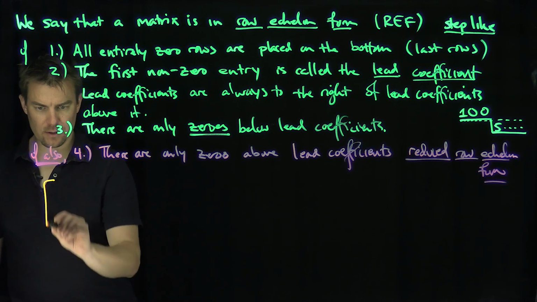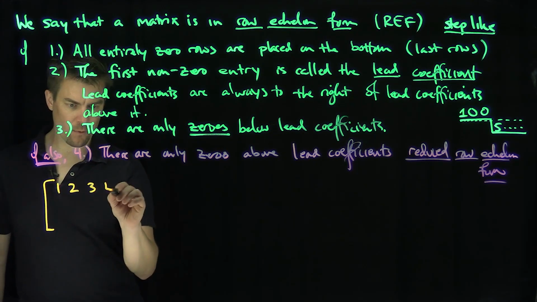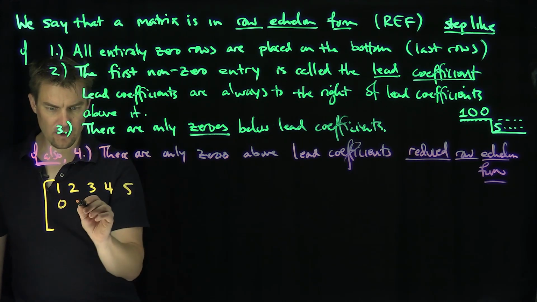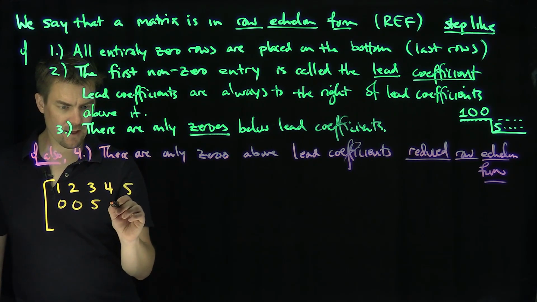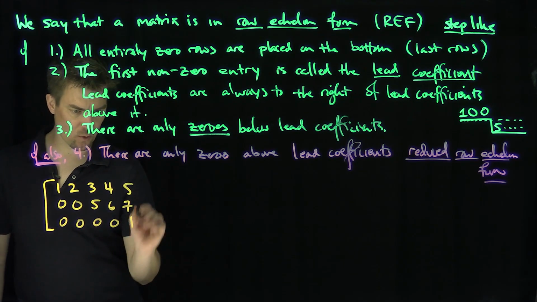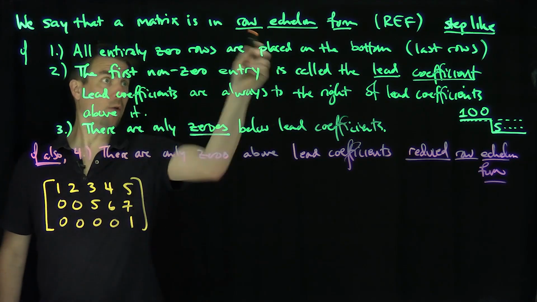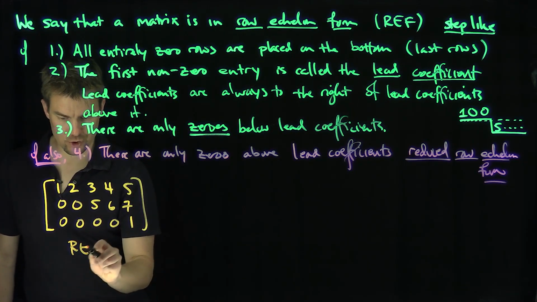So I'm going to draw a matrix over here. So here's going to be a 1, then a 2, then a 3, then a 4, then a 5, then a 0, then a 0, then a 5, then a 6, then a 7, then a 0, then a 0, then a 0, then a 0, then a 1. This is just a row echelon form matrix.